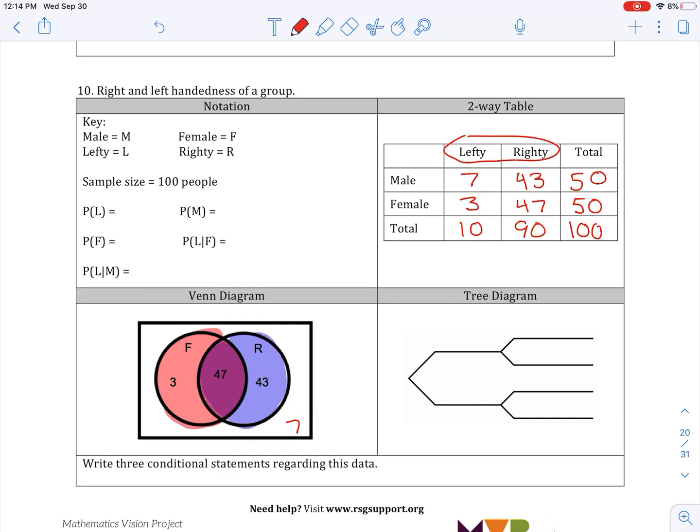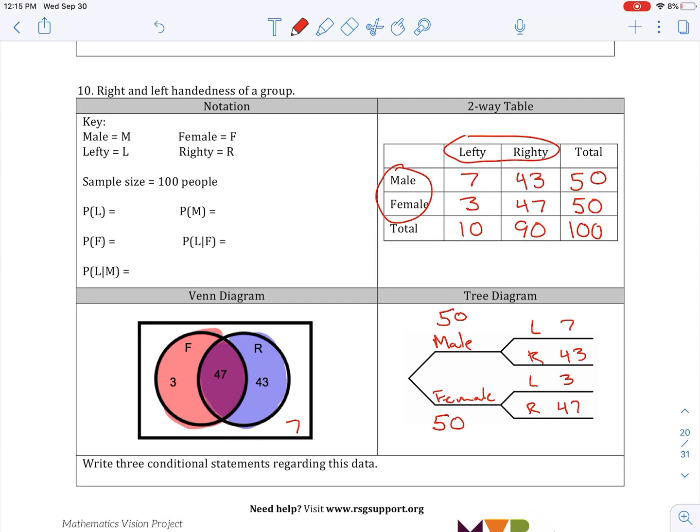Okay, so for the tree, we can't do like F and R, right? For the tree, you need to choose both things from the top or both things from the side. I'm gonna go male, female, and then left, right, total males, total females. How many males were lefty? That is 7. How many males were righty? That's 43. How many females were lefty? That's 3. And how many females were righty? That's 47. Okay, now let's just do the probability statements and we are done.